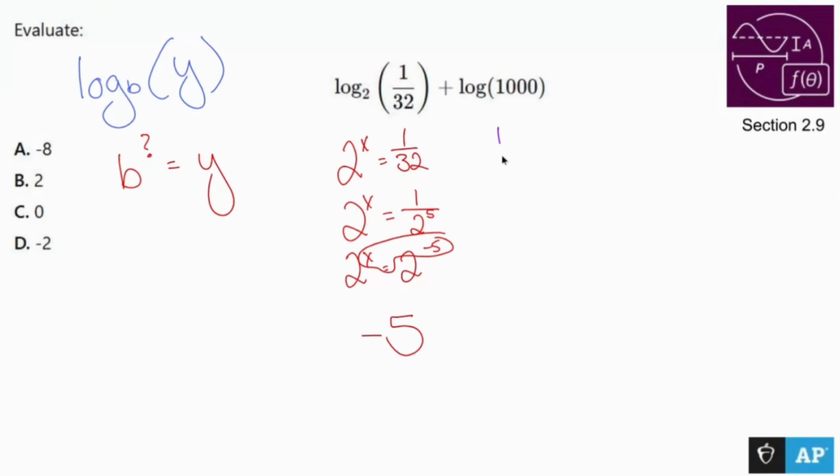Similarly over here, this is log base 10 of 1,000. This is a lot more pleasant. This one you're asking 10 to the what power gives me 1,000. Well, 10 to the third power gives me 1,000.